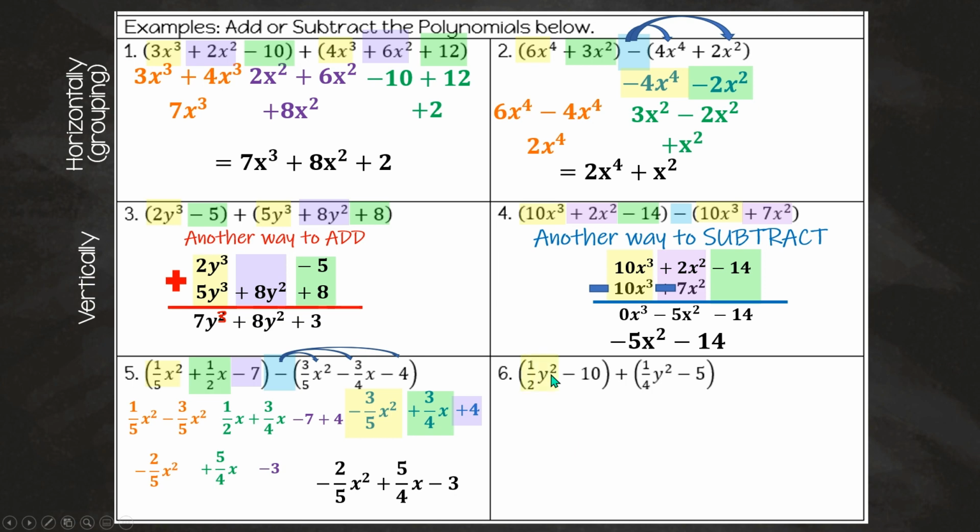Then we have one more example with fractions as our coefficients. Fractions are rational numbers. So I have 1/2 y squared plus 1/4 y squared. Well, when I add those together, I'm going to get 3/4 y squared, because remember 1/2 is the same thing as 2/4, and 2/4 plus 1/4 is 3/4. Then we're going to combine that -10 and the -5, and I get a -15. So my final answer is 3/4 y squared minus 15.